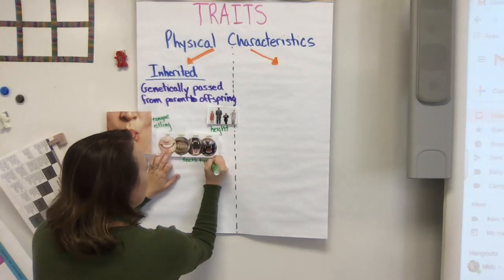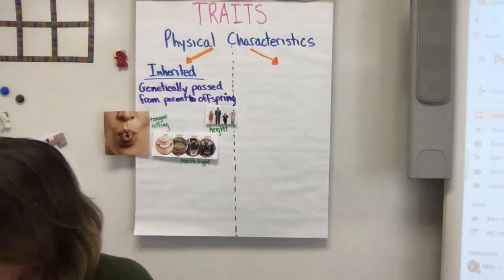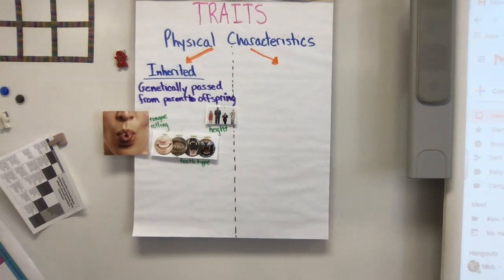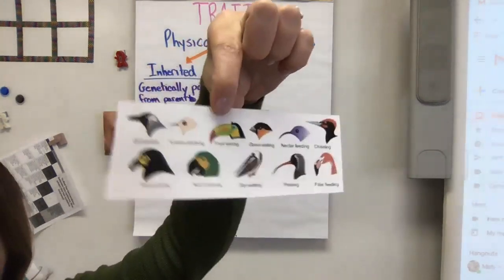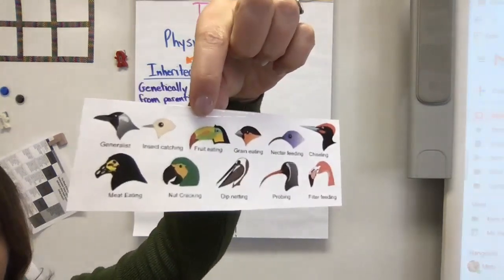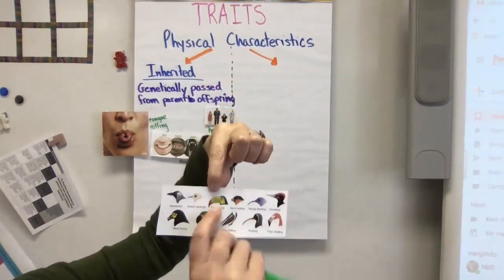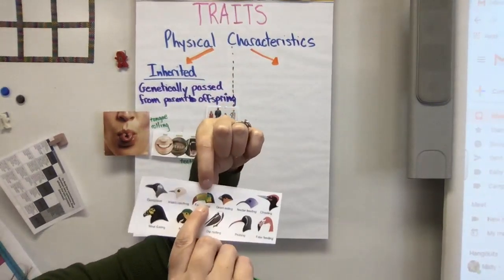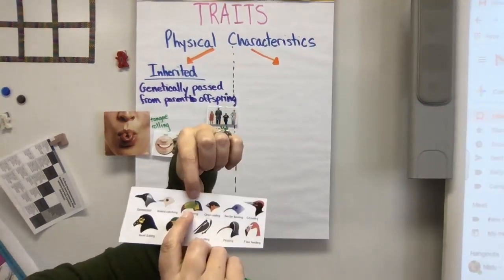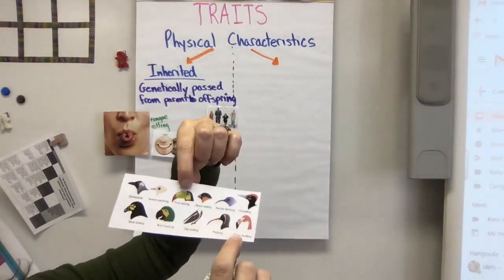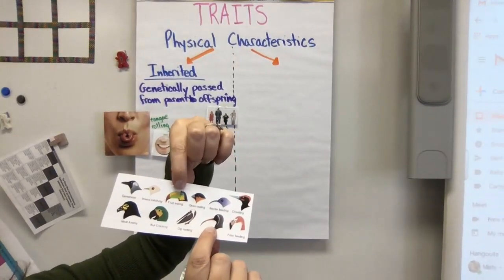All right. Another inherited characteristic is, love this one, beak shape. When a toucan and a toucan have offspring, when they make a baby, their baby's going to come out with a toucan beak. It's never going to come out with a beak like a hummingbird.